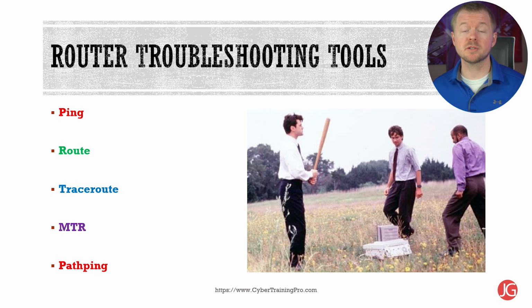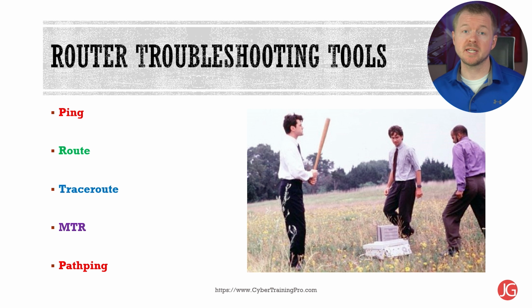The main tools that you can use for router troubleshooting are ping, route, traceroute, MTR, and pathping. We've already covered ping and route in this course, but if you remember, ping helps you reach other systems, and route actually manages the routing table. Traceroute on Linux and some other networking gear, or tracert on Windows, will show us the path the data takes as it's sending from one system to another.